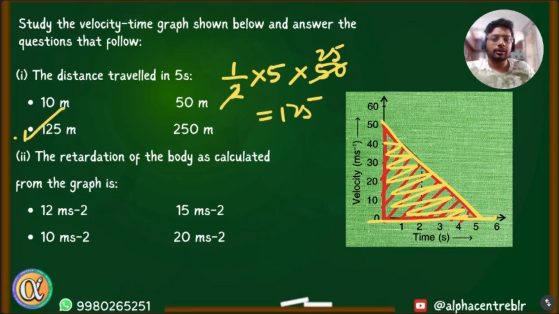Okay, all of you understood this? No problem. So what did we learn from this? From the velocity time graph, if you find the area under the velocity time graph, you get the distance or displacement. Simple.